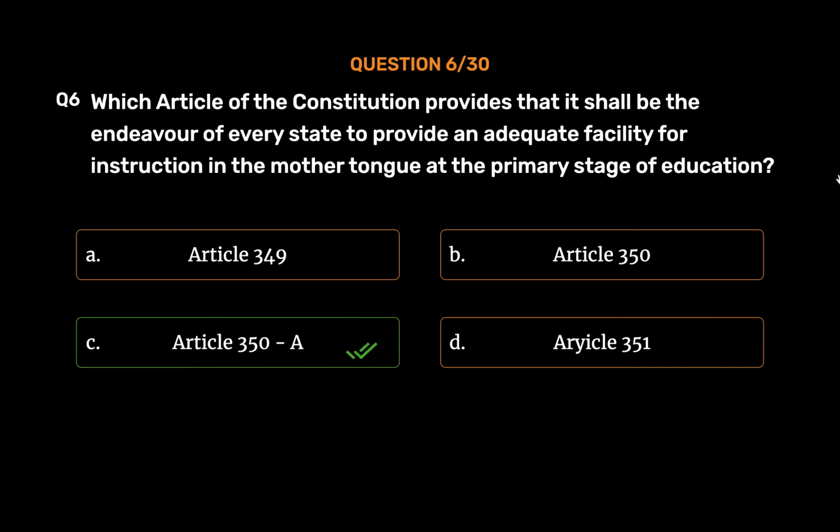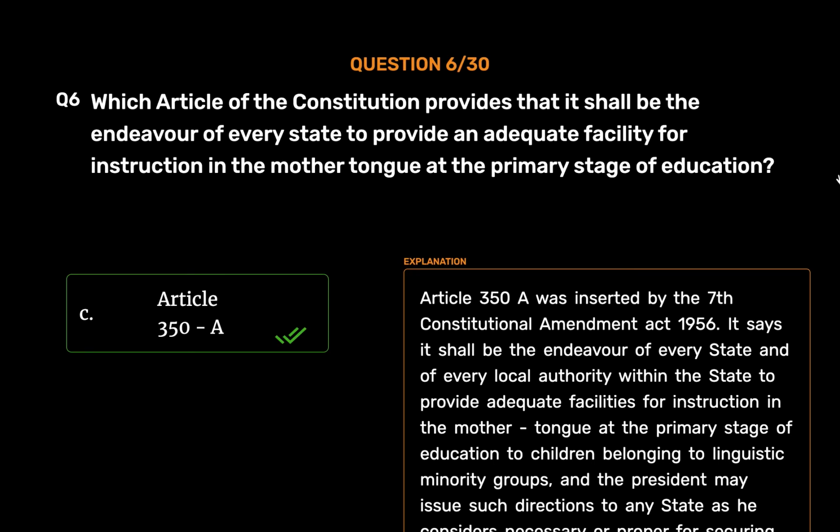Article 350A. Article 350A was inserted by the 7th Constitutional Amendment Act, 1956. It says it shall be the endeavour of every state and of every local authority within the state to provide adequate facilities for instruction in the mother tongue at the primary stage of education to children belonging to linguistic minority groups, and the President may issue such directions to any state as he considers necessary or proper for securing the provision of such facilities.